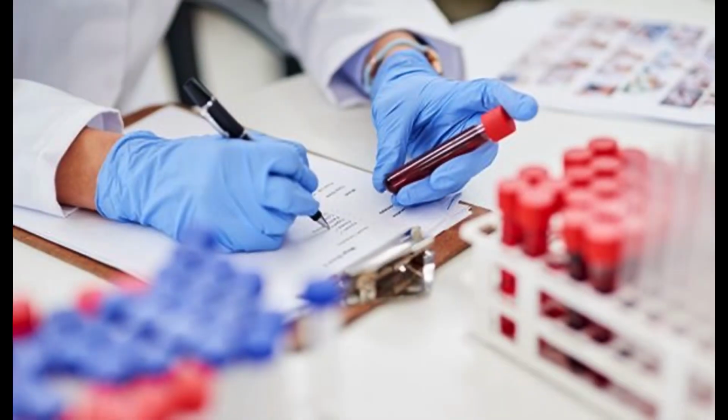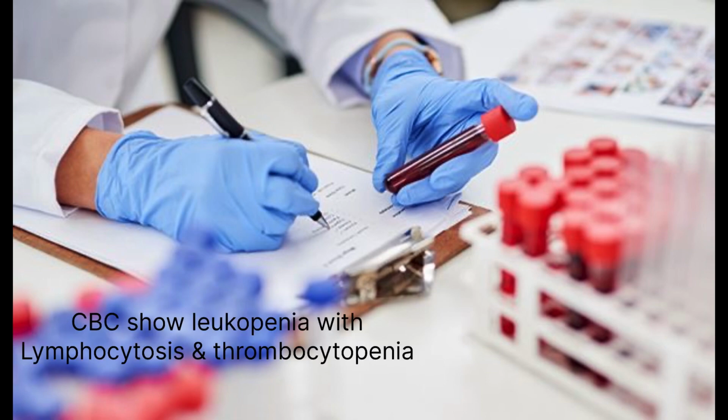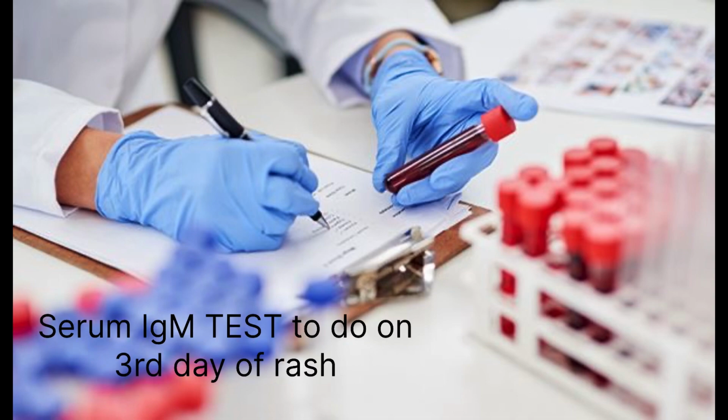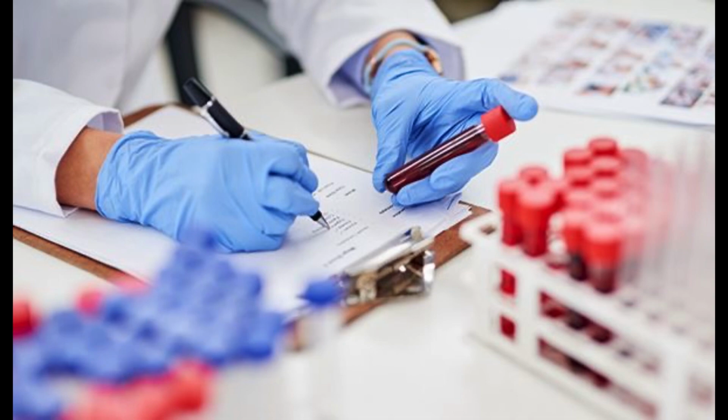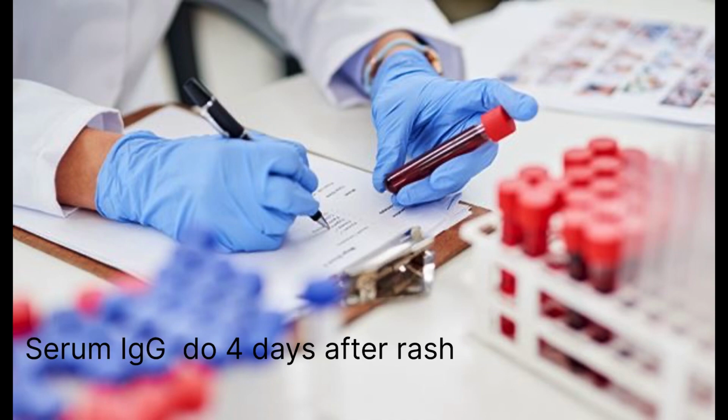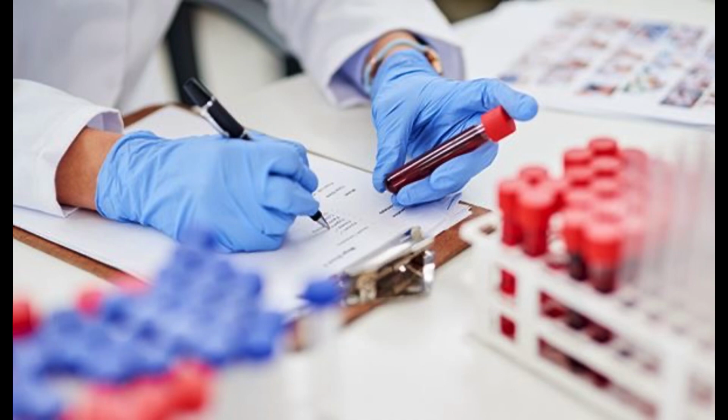The diagnosis of measles is clinical, although this has become unreliable in areas where measles is no longer common, and by detection of antibody, that is serum IgM levels. In measles, CBC shows leukopenia with lymphocytosis and thrombocytopenia. Serum IgM is tested on the third day of rash because it is not usually detected in the first 2 days. Serum IgG is detected 4 days after rash.